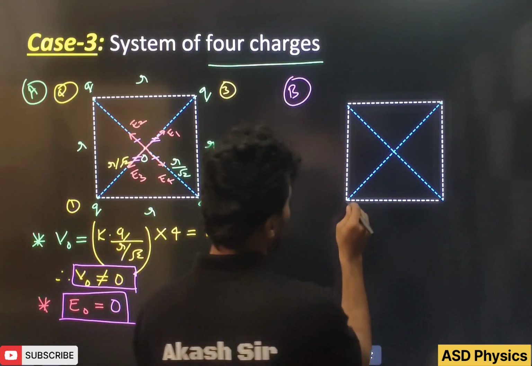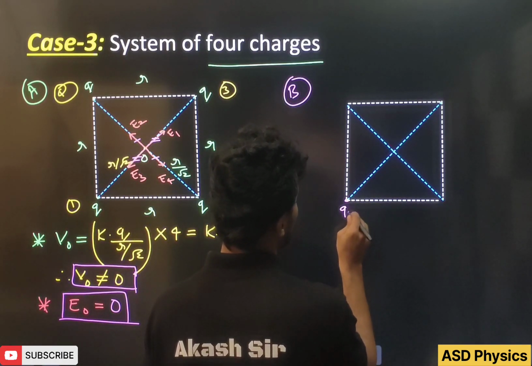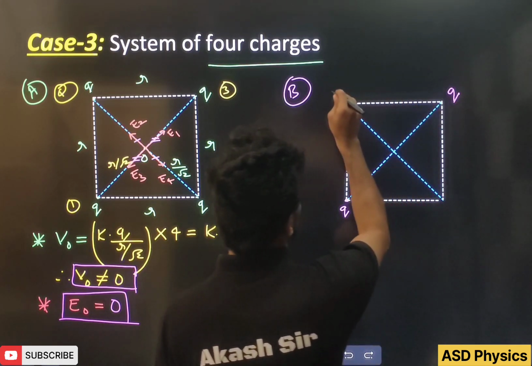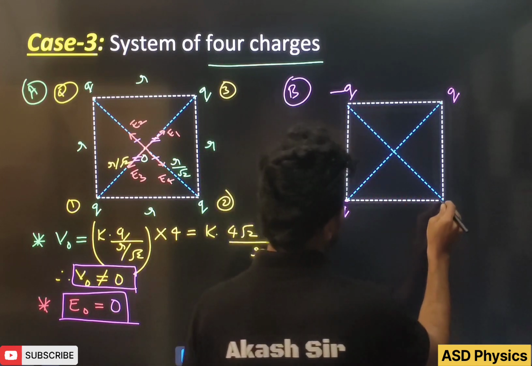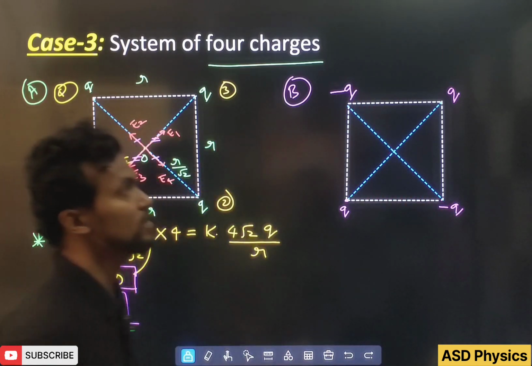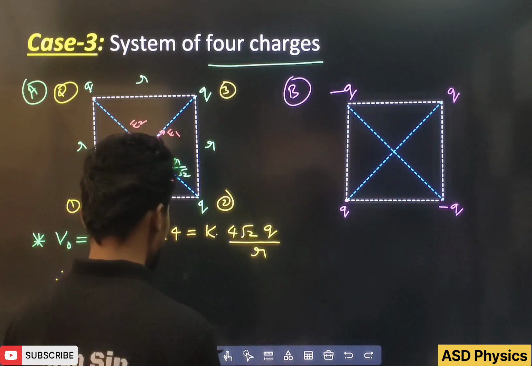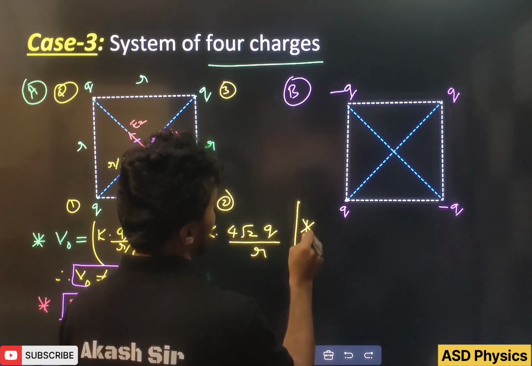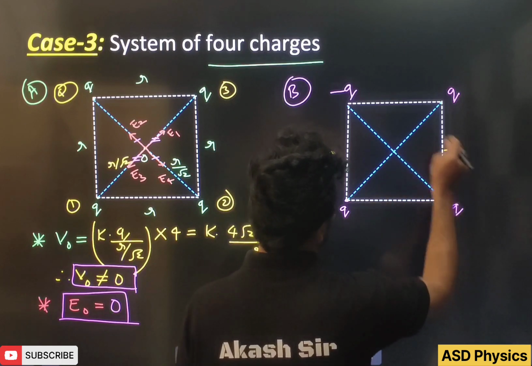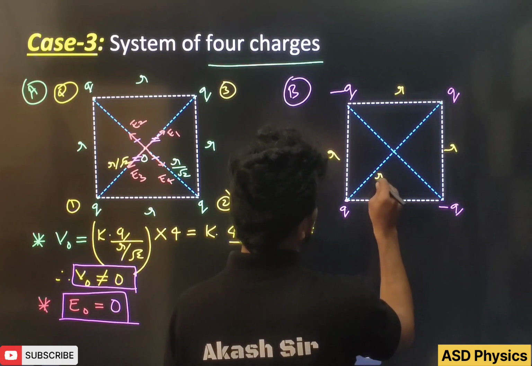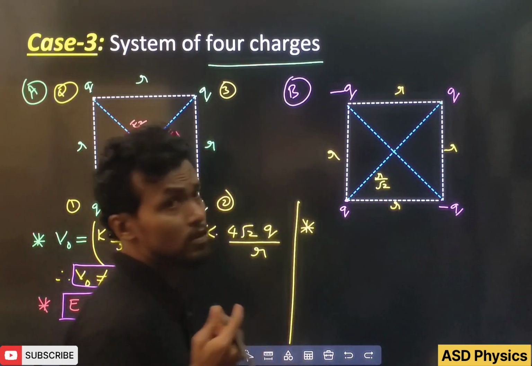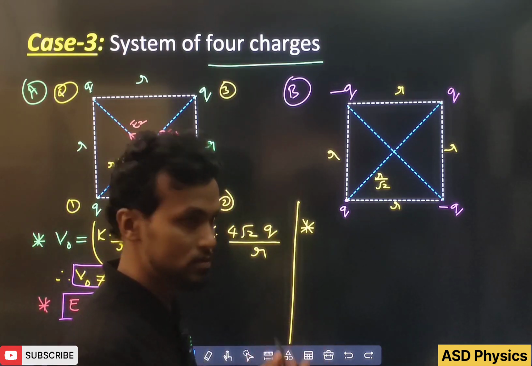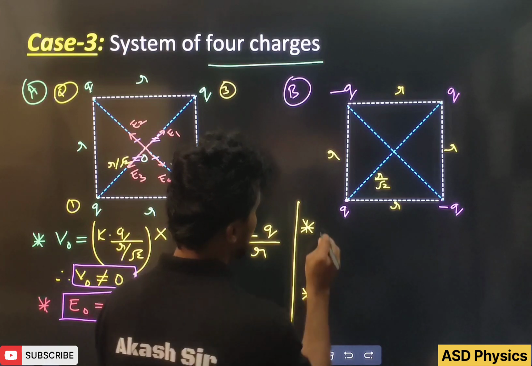Here, let's take Q, and then here I have taken Q, here I have taken minus Q, and here I have taken minus Q. I have taken this kind of situation here. So students, tell me please, in this situation, this is R, and this one is R by root 2. Can you guess very well? The electric field at point O will be how much? We will calculate the electric field also, but first let's calculate the potential.